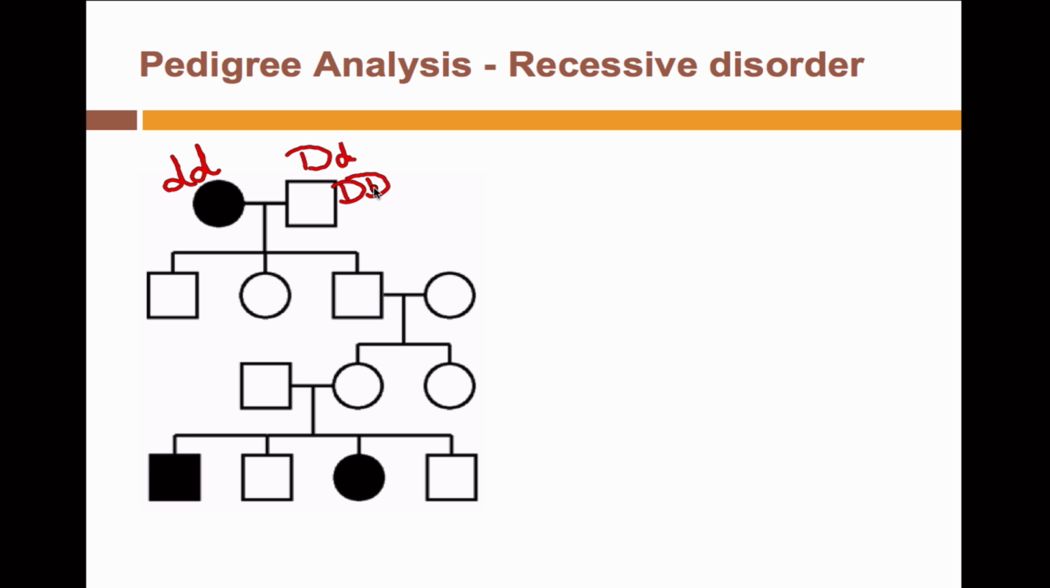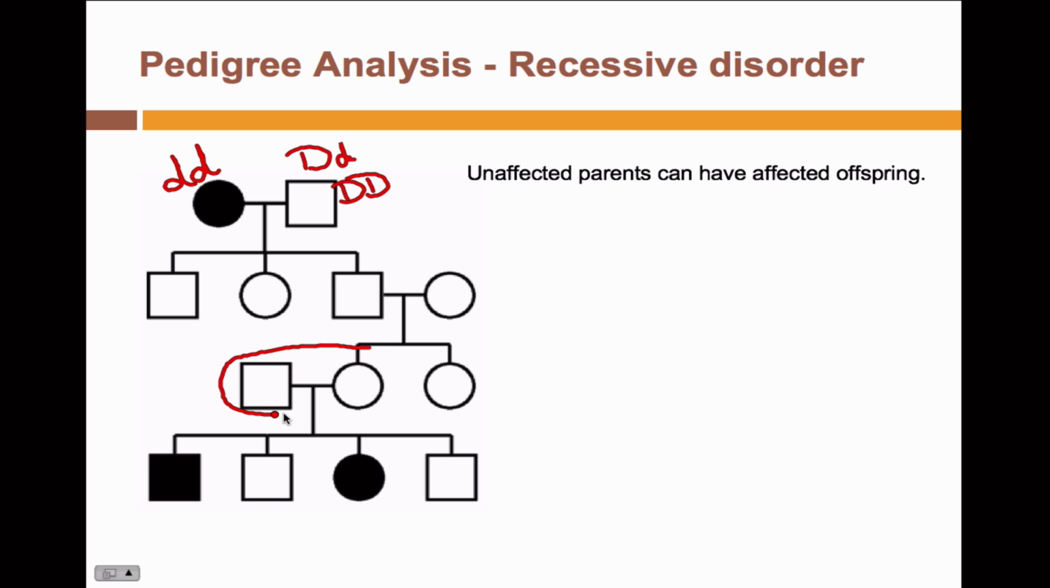Okay, so some things that we can look at when we first are looking at this and trying to figure out if it's a recessive or dominant disorder. Unaffected parents can have affected offspring. So that's one of the first things we'll look for, because if you look at this set of parents right here, they had 4 children. 2 of them are affected, 2 of them are unaffected. Okay, these 2 are not affected, but yet they still had affected offspring. So that's a really good hint that it's a recessive disorder.